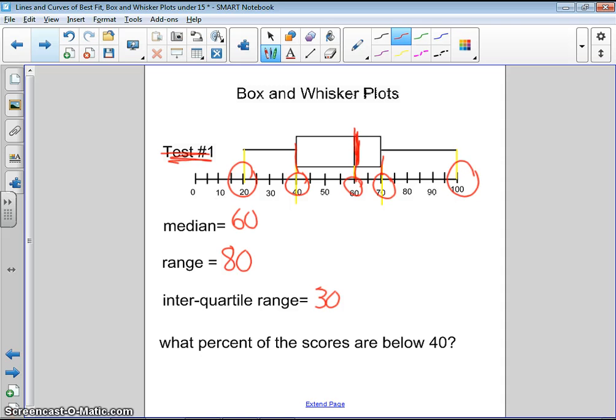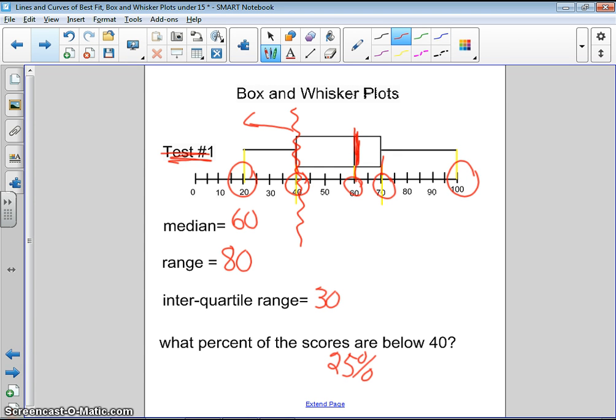And finally, we'll ask the question, what percent of the scores are below 40? So 40 is right here. So if we were looking for what percent of the scores were below 40, well, the only thing below 40 is this whisker. And this whisker represents 25% of the scores.